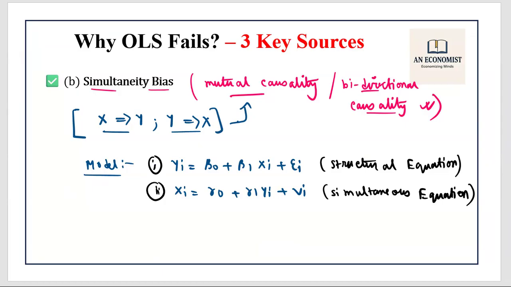Now, in this particular scenario, can you find out the chain of reasoning which will lead us to the endogeneity problem? Can you pause the video and think? How can you show that here the endogeneity exists? So the chain of reasoning will be simple. Start with model number 2. In model number 2, what we see is that xi is a function of yi. Xi is regressed on yi, meaning xi is a function of yi.